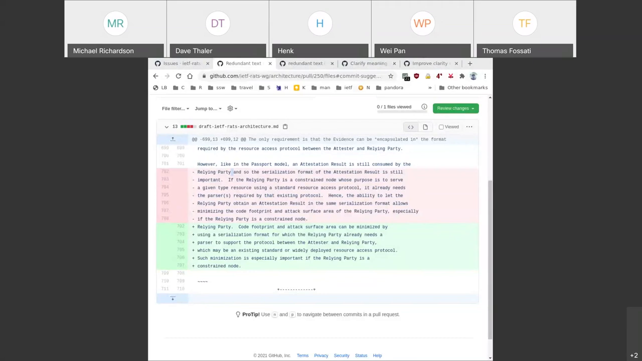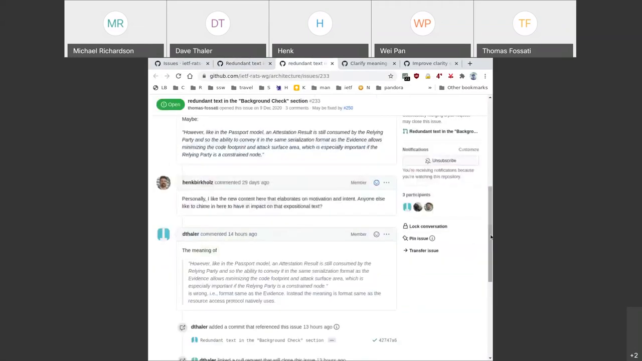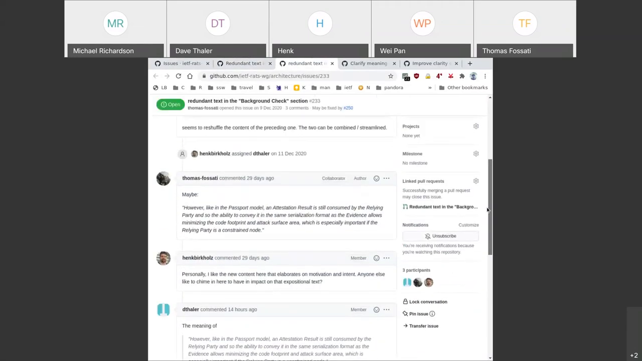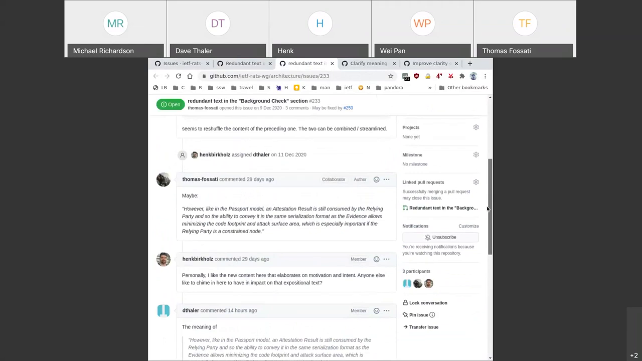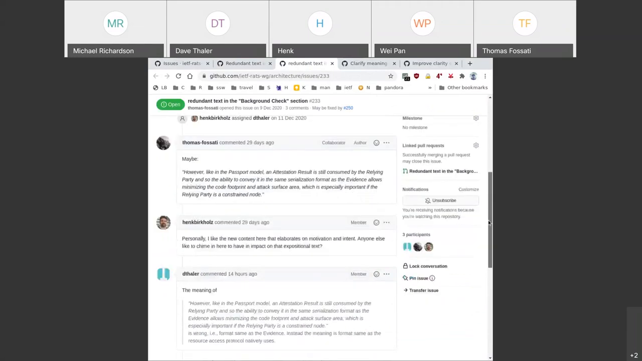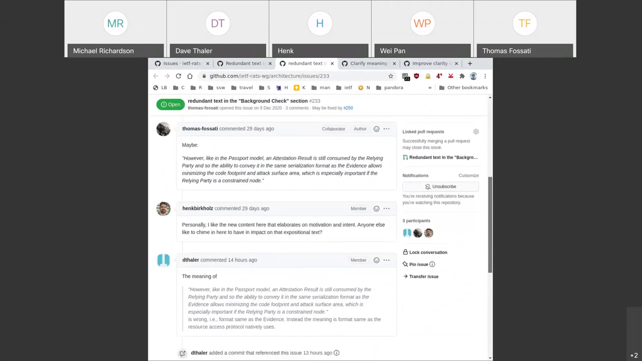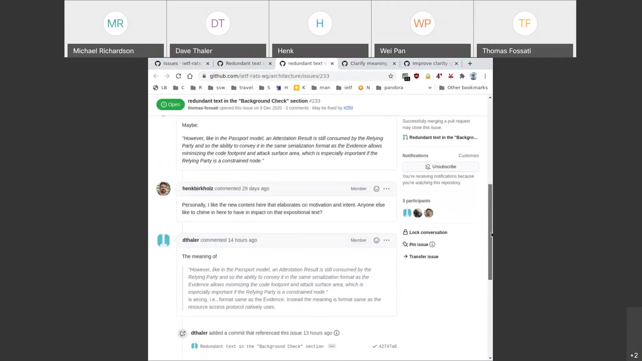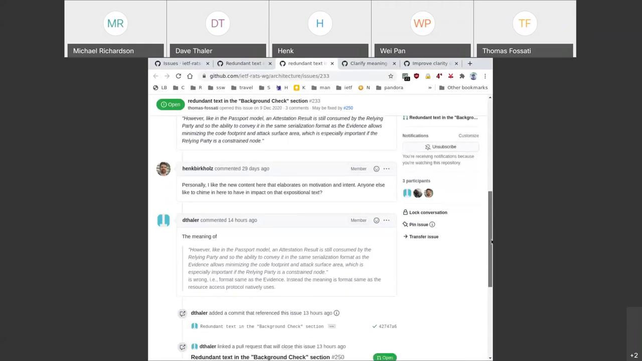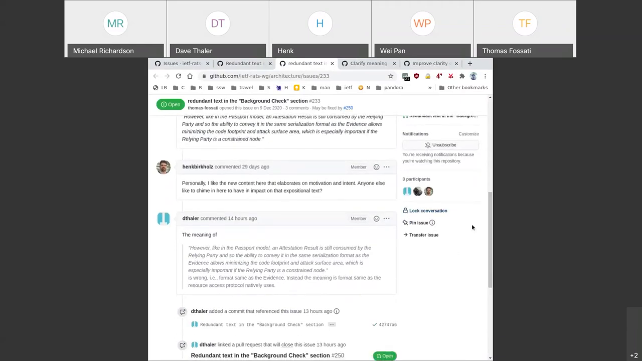Sorry. So the conversation was about the proposal text, and Dave has made a point that the ability to reuse depends not on it being the same serialization, but on you having an existing parser for the same serialization, I guess.